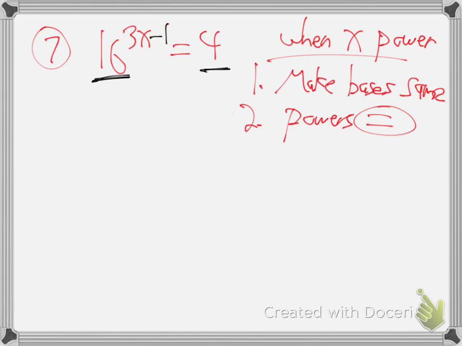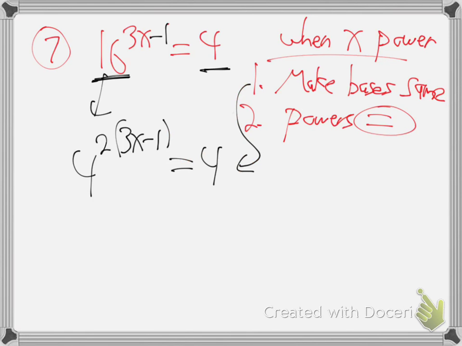What number can you make those both be? 4, right? 16 is 4 to some power. What power? 2. So I'm going to put that with the 3x minus 1. So there's step 1. See how I made both bases the same? I rewrote 16 as 4 squared. That's still 16. See how I haven't changed anything? You with me?